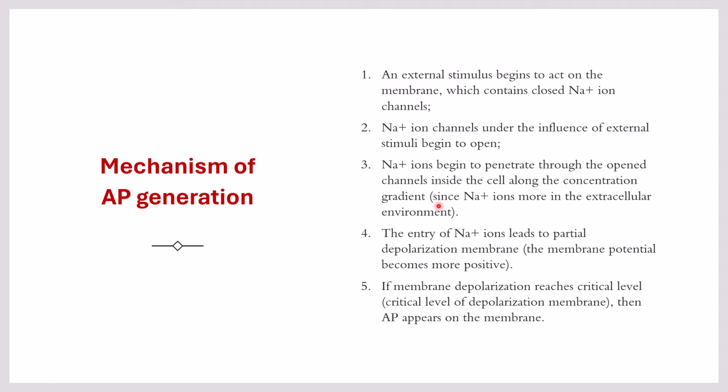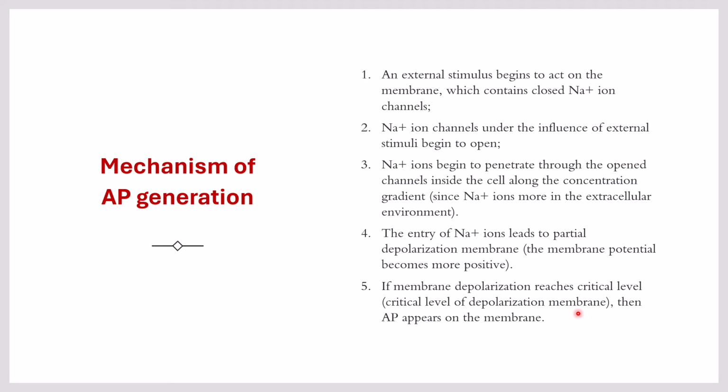Since the sodium ions are more in the extracellular environment, they will go inside the cell. They will enter the cell. And we get to the fourth phase. The entry of sodium ions will lead to partial depolarization of the membrane. So the membrane potential becomes more positive. If membrane depolarization reaches the critical level, then an action potential appears on the membrane.